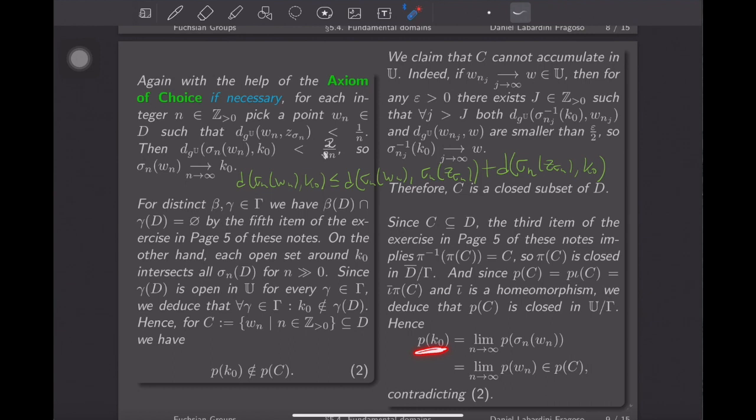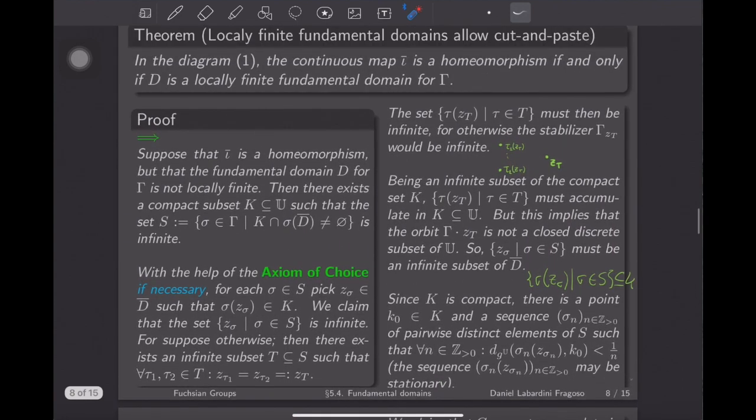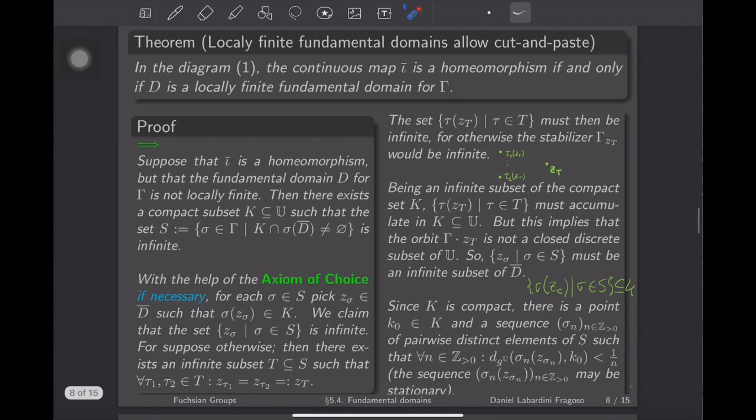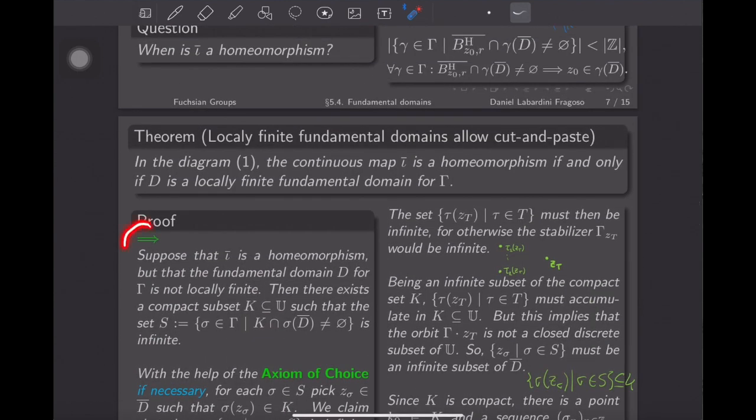So this limit somehow exists. It has to be equal to this, and it has to be in P of C, because P of C is closed. And so P of K naught is in P of C, but we already saw that it cannot be. Contradiction. What must be wrong? Well, something has to be wrong, and what turns out to be wrong is our assumption of not being locally finite. So D has to be locally finite, and that is just one direction.